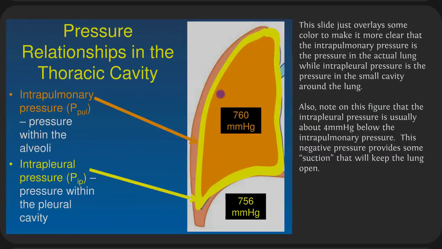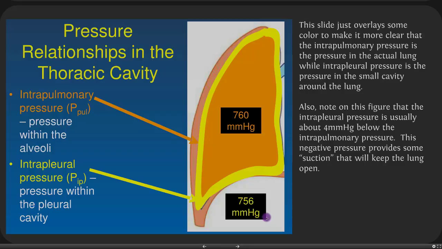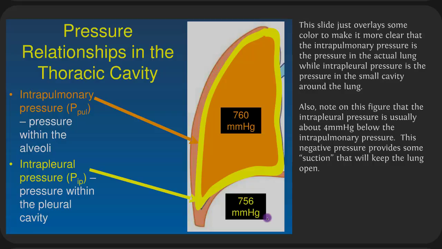So again, the slide just overlays some color to make it more clear that the intrapulmonary pressure is the pressure in the actual lung, in orange here, while intrapleural pressure is the pressure in the small cavity around the lung. Also note in this figure that the intrapleural pressure, as I said, is usually 4 millimeters of mercury below the intrapulmonary pressure. This negative pressure provides some suction that will keep the lung open.